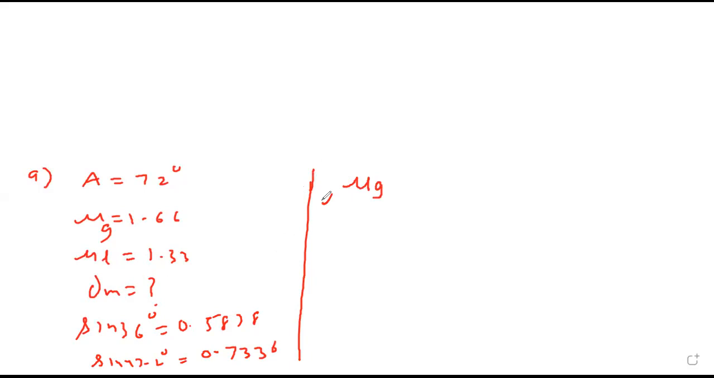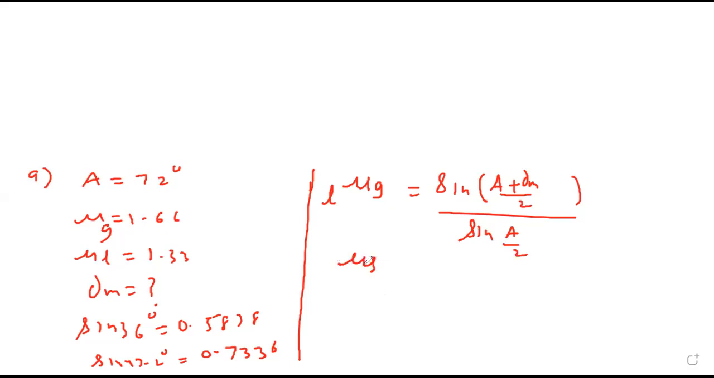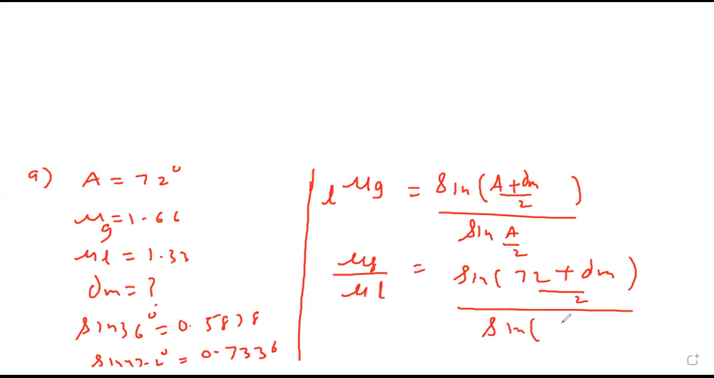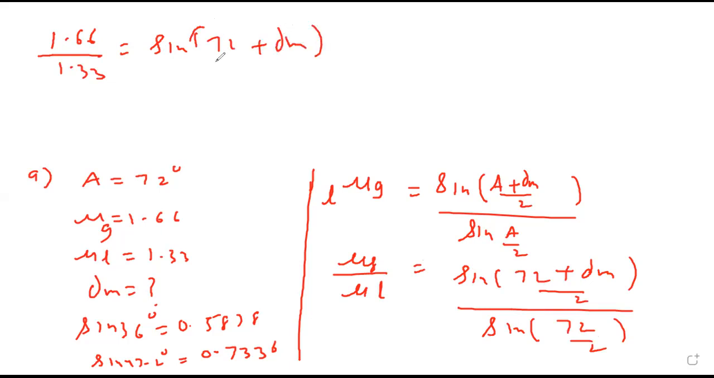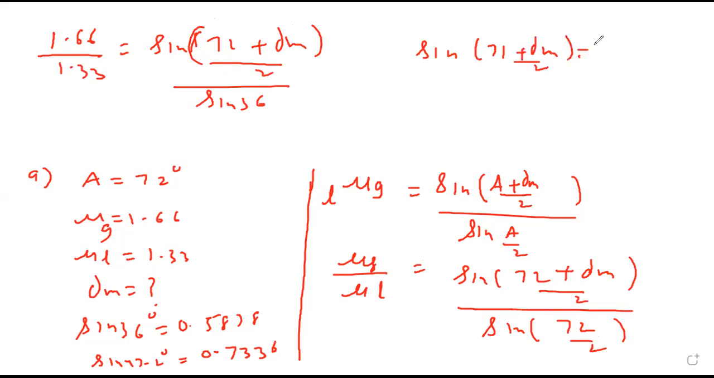So the refractive index of glass with respect to liquid will become sine of (A plus delta M) upon 2, divided by sine A upon 2. That is sine of (72 plus delta M) upon 2, divided by sine of 72 upon 2. So 1.66 upon 1.33 equals sine of (72 plus delta M) by 2 upon sine of 36. So sine of (72 plus delta M) upon 2 is 1.66 upon 1.33 into 0.587. Then you can simplify this afterwards.